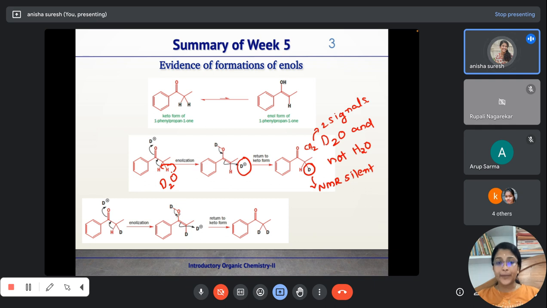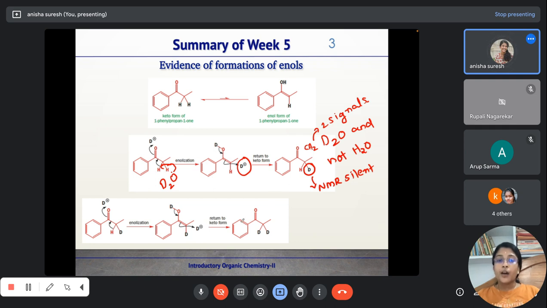Now once it is falling back, this bond will fall back, resulting in the formation of C double bond O, and the CC double bond will break, and it will abstract D plus from the system. As we have mentioned, the reaction medium is D2O and not H2O. So abstracting D plus will be more feasible than that of H plus.